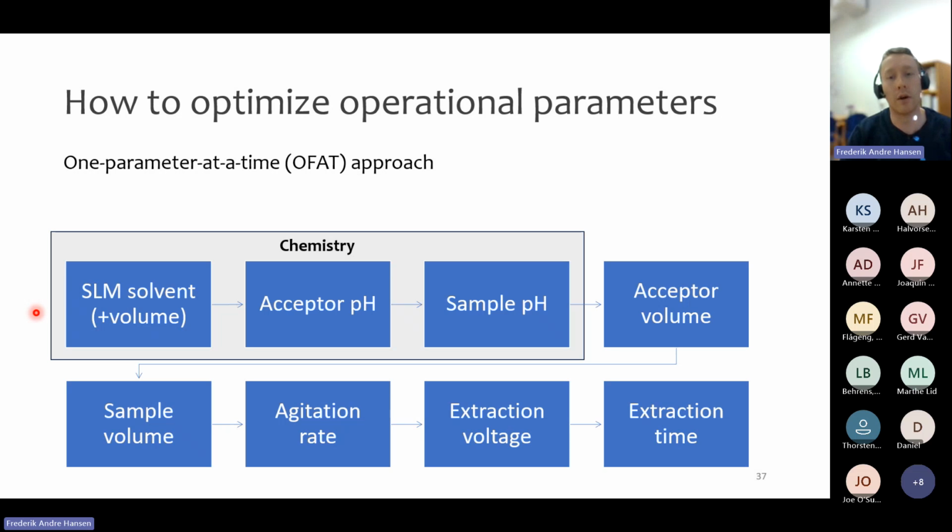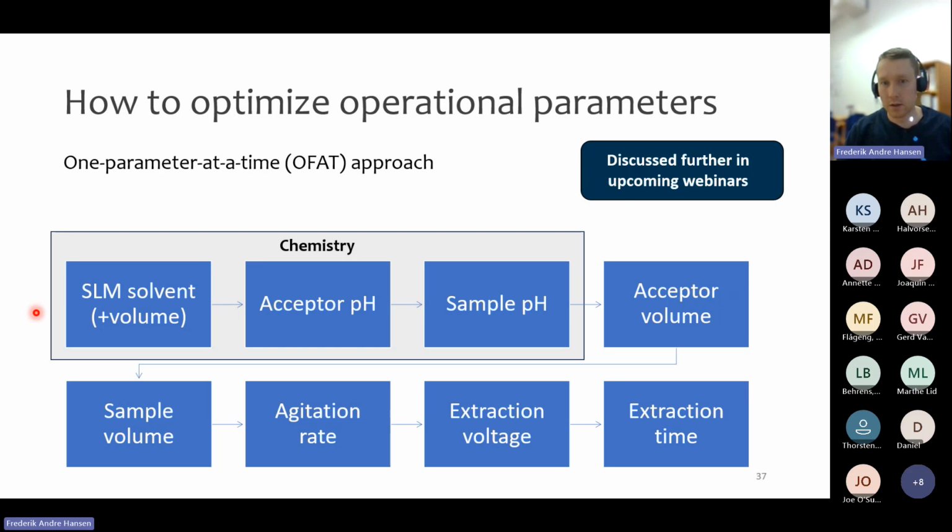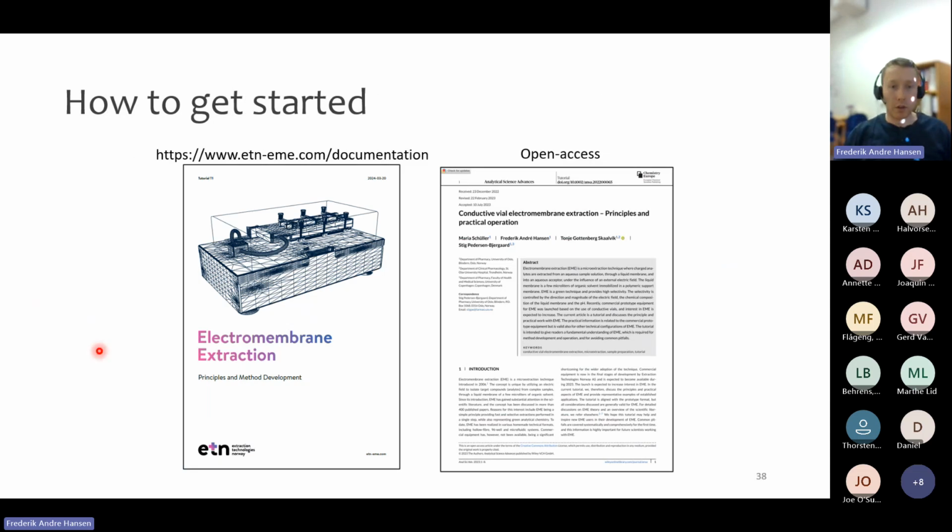Once you have considered these, then you have to develop a method which consists of finding a suitable SLM solvent and the volume of this, and what sample and acceptor pHs you should have. These are general chemistry parameters. And then you have to find what acceptor volume, sample volume, agitation rate, extraction voltage, and extraction time to use. These parameters will be discussed in an upcoming webinar because there is a lot to say on each, which we don't have time for now. But you can read more in this documentation, which is available on the ETN homepage, or you can find a tutorial that we have published in an open access journal a few years ago that also goes through some of the same things.